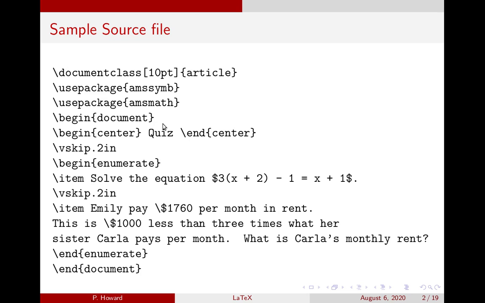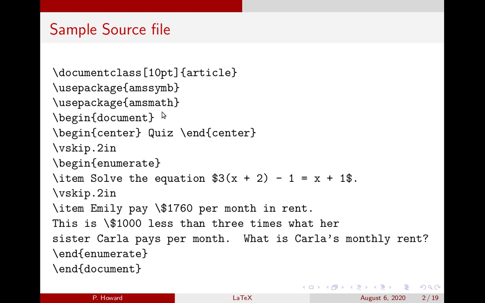The first thing you probably notice is that there are these words preceded by a backslash. These are called control sequences. Second thing you may have noticed is that you must have a document class in every LaTeX document. I usually use the article document class, but there are many others. There's a book document class, there's a report document class, and so on.